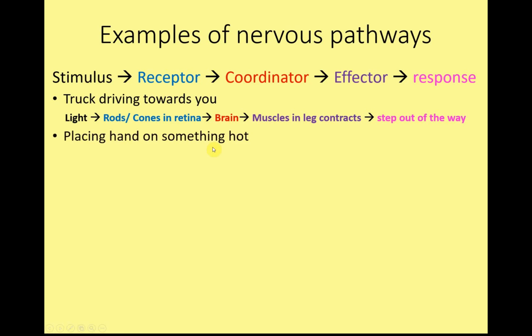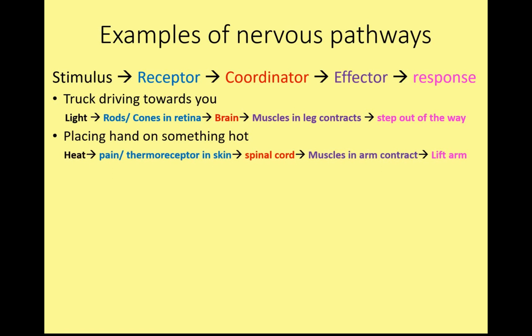Putting your hand on something hot. So imagine picking up that hot tripod, or putting your hand in something hot in the oven. A number of times you go and get something out of the oven and the back of your hand touches the rack in the oven. You go, ow, and pull it away really, really fast, don't you? So you'd have that heat, which would stimulate pain and thermoreceptors in the skin.